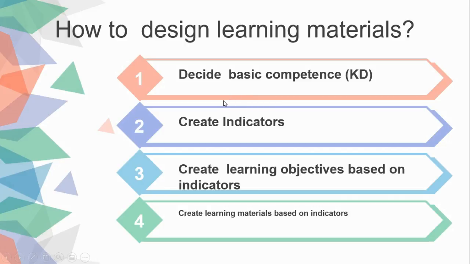The first thing that you must do is decide the basic competence or KD. I mean that we as teachers must choose the KD that will be created in the learning material. After we choose the KD, the next step is to create indicators.